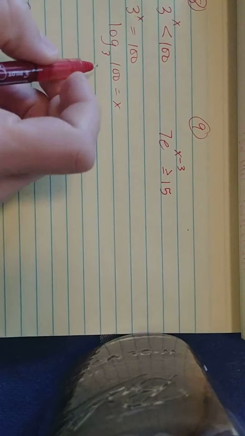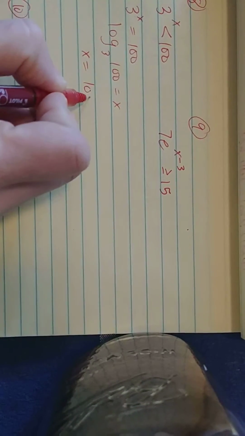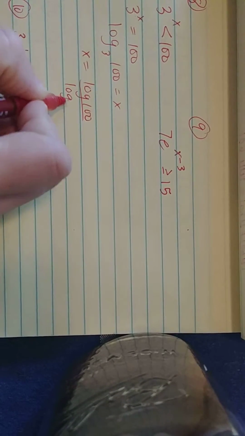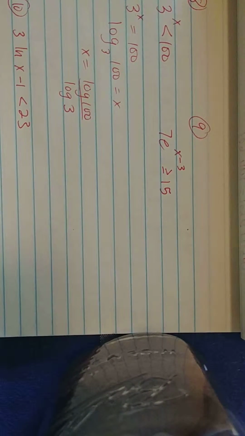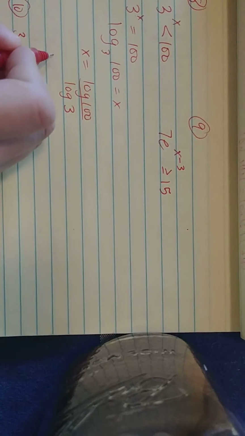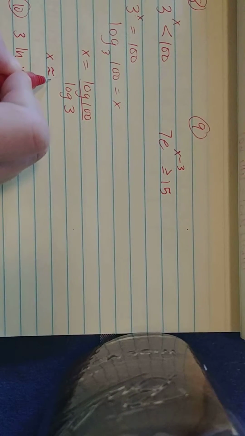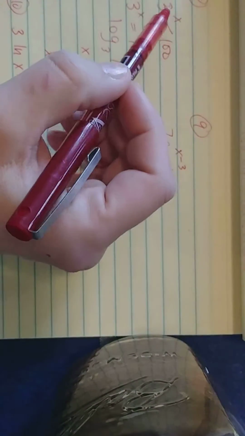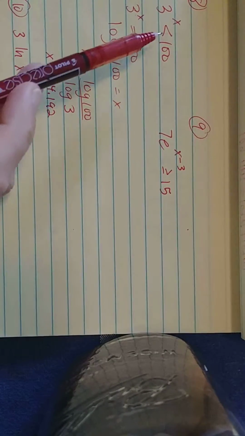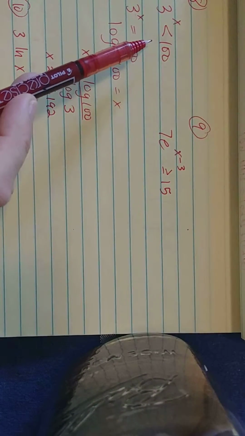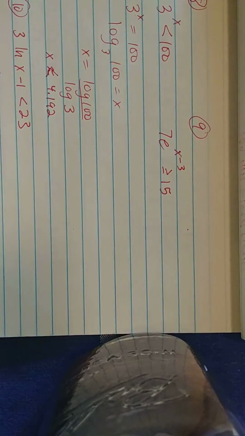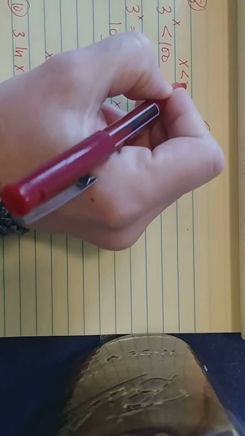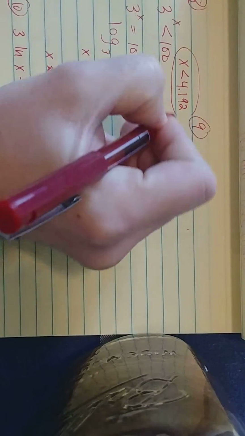And so if I want to solve for x here, x is going to be log 100 divided by log 3. So when I plug this in, I get x is about 4.192. So I need to rewrite this back as an exponential. So 3 to that power, 3 to the fourth is definitely less than 100. 3 to the fourth is 81. So I want this to be a less than symbol. So I'm going to say that x is less than 4.192.